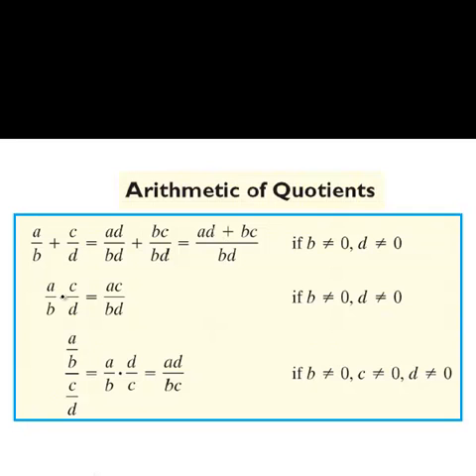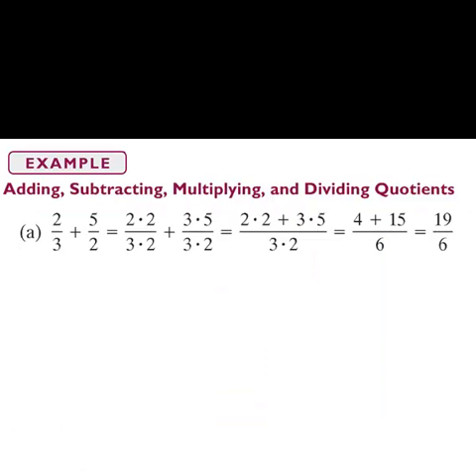In order to multiply two fractions, you multiply the numerators together and multiply the denominators together. If you take one fraction and divide it by another fraction, you take the top fraction multiplied by the reciprocal of the second fraction. So a over b divided by c over d is the same thing as a over b times d over c. You just invert and multiply. So here are some examples. Suppose we've got 2/3 plus 5/2. Well, the least common multiple of 3 and 2 is 6.